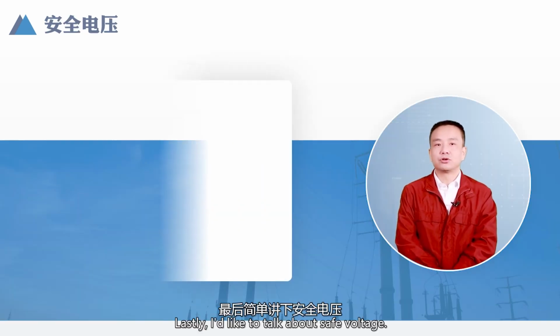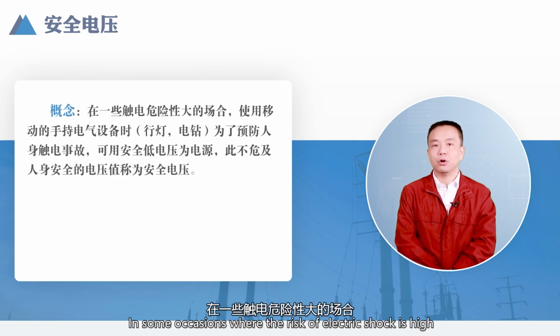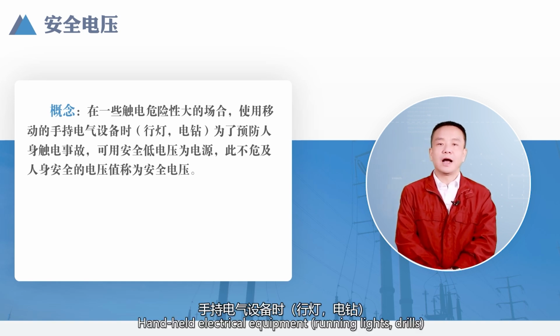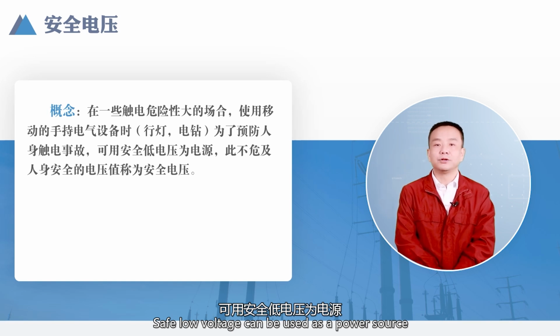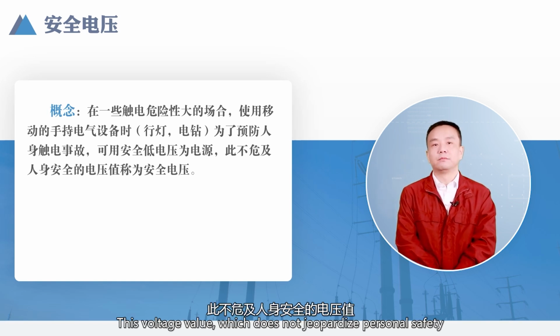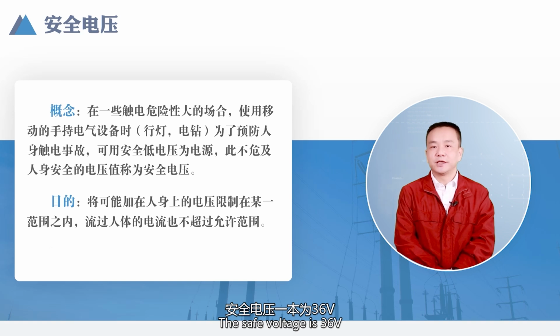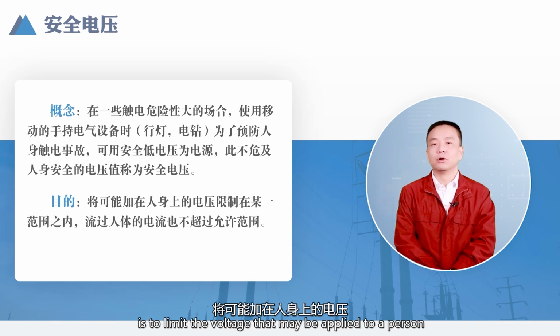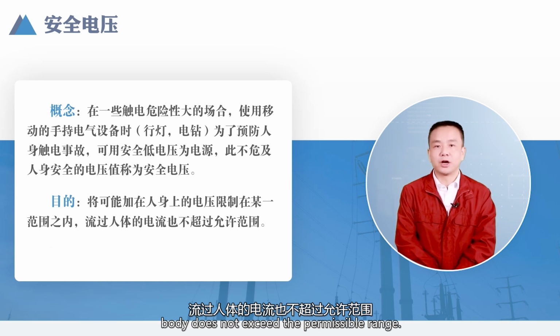Lastly, I'd like to talk about safe voltage. This is more familiar to students majoring in electricity. On some occasions where the risk of electric shock is high, such as the use of mobile, handheld electrical equipment, running lights and grills, in order to prevent personal electric shock accidents, safe low voltage can be used as a power source. This voltage value, which does not jeopardize personal safety, is called safe voltage. We all know the safe voltage is 36 volts. The purpose of using safe voltage is to limit the voltage that may be applied to a person to a certain range, so that the current flowing through the human body does not exceed the permissible range.